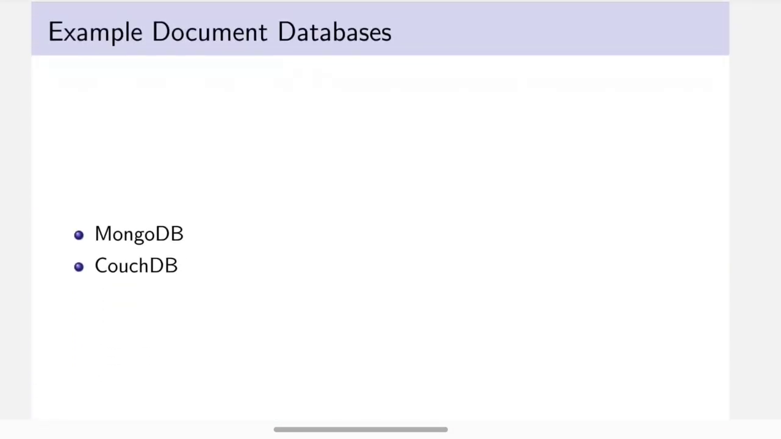Now, I have given examples for document models: MongoDB and CouchDB. MongoDB is one of the most powerful NoSQL databases in the world right now.